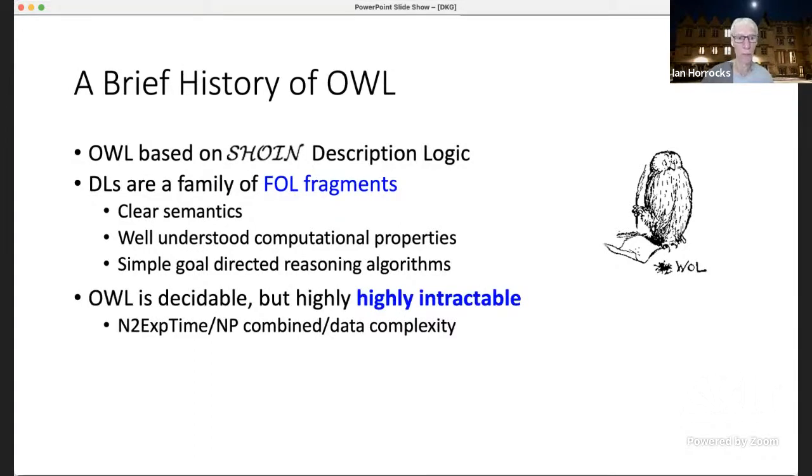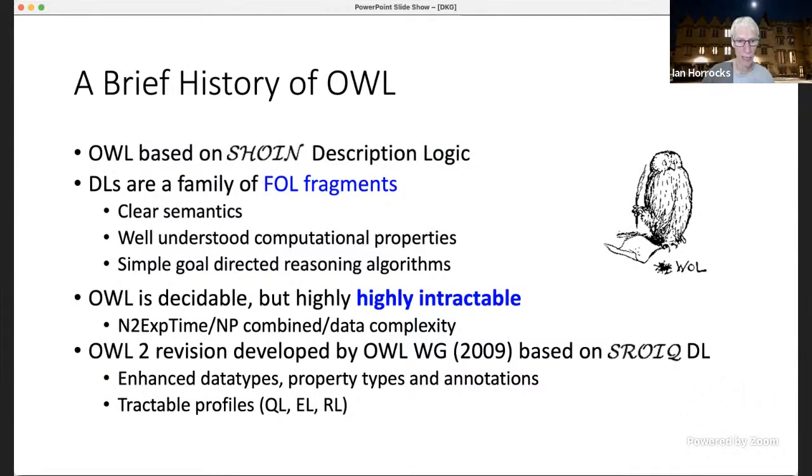So yeah, following on from that, OWL is decidable, but the description logic SHOIQ, which is the basis of OWL 2, and even the smaller one that was the basis of OWL, they're decidable fragments of first-order logic, but they're still highly intractable. So they typically have something like double non-deterministic exponential time combined complexity, and they're even NP in data complexity.